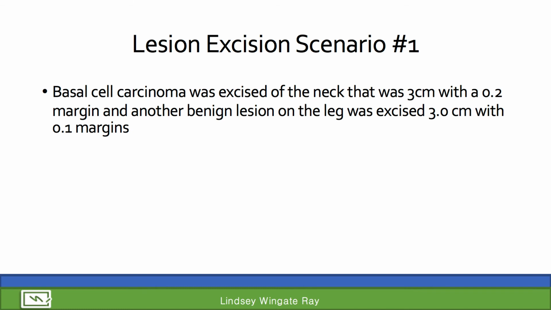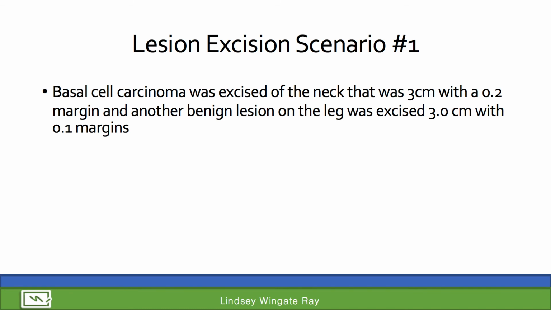Scenario number 2. Basal cell carcinoma was excised off the neck that was 3 centimeters with a 0.2 margin, and another benign lesion on the leg was excised 3.0 centimeters with a 0.1 margin. Pause this video and get your answer. You should have got 11624 for the malignant lesion. Because it was basal cell carcinoma, that is a malignant lesion. If you did not know this, write this in your book.